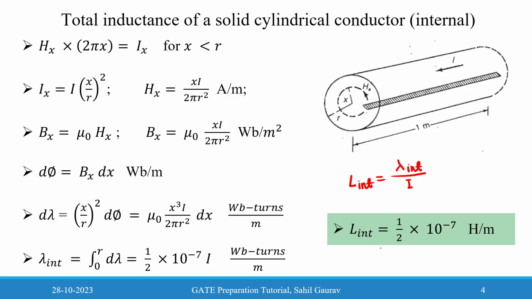So here you can see that this is independent of the radius of the conductor. This is a very important point. An examiner may ask this question directly in a one mark question: independent of radius of conductor.